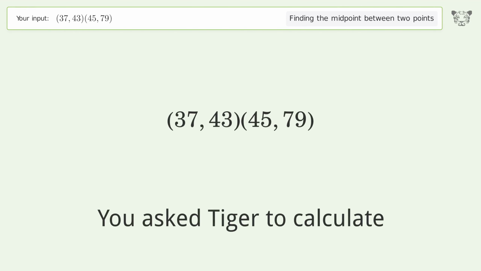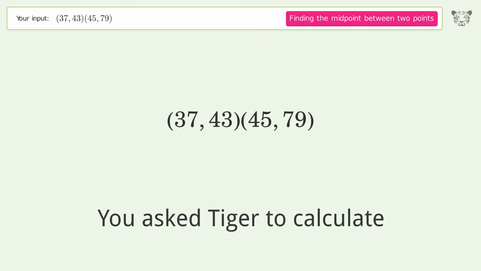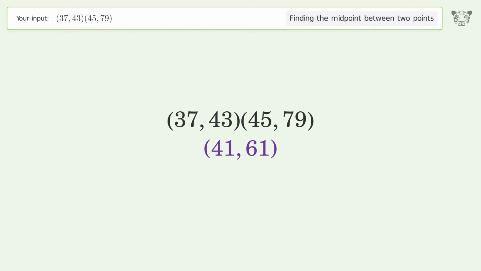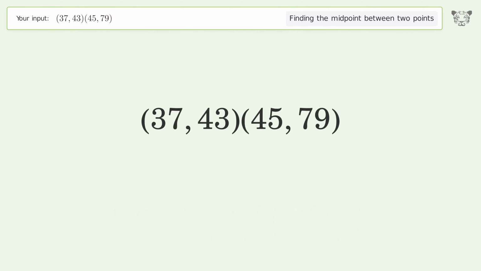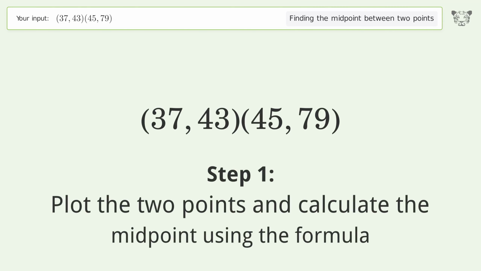You ask Tiger to calculate. This deals with finding the midpoint between 2 points. The midpoint between the 2 points is 41,61. Let's solve it step by step. Plot the 2 points and calculate the midpoint using the formula.